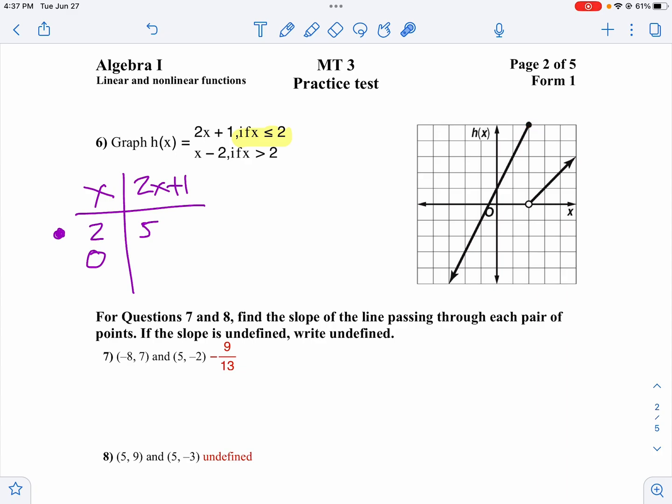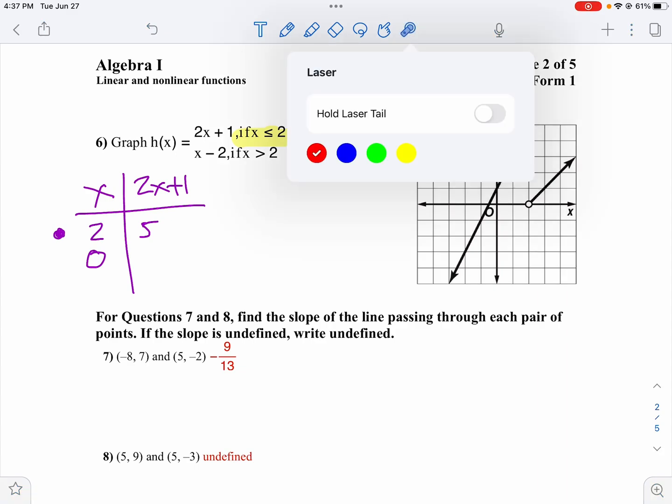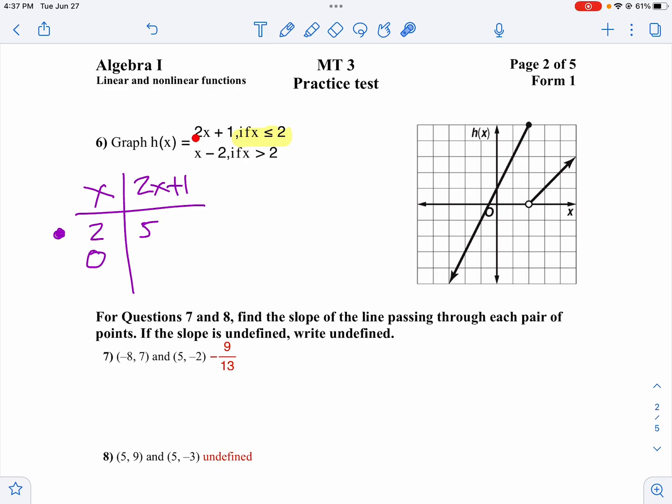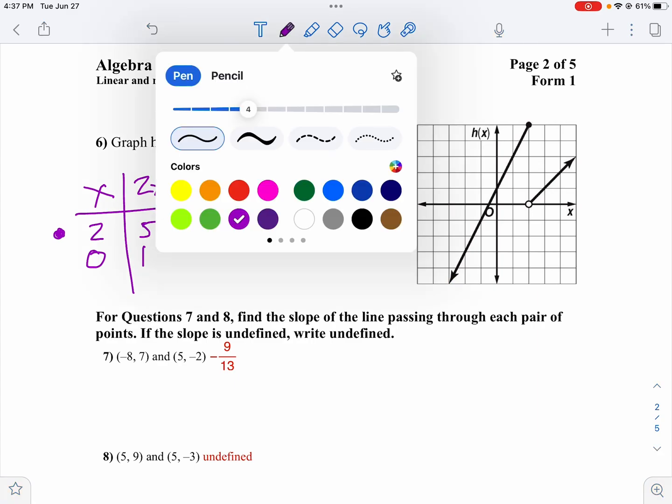Okay. Then I'll put in 0. 2 times 0 is 0, plus 1 is 1. So then we're going to graph 0 and 1. And since I'm going to the left, I'm going to draw a line from my endpoint going to the left. Then I'll make a new rule for my second part of my function.